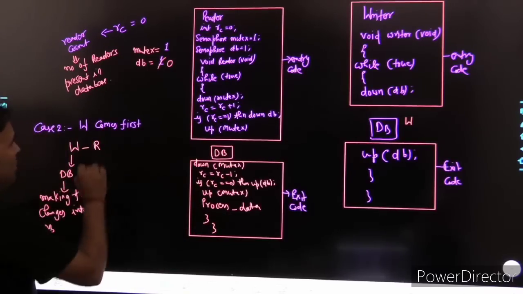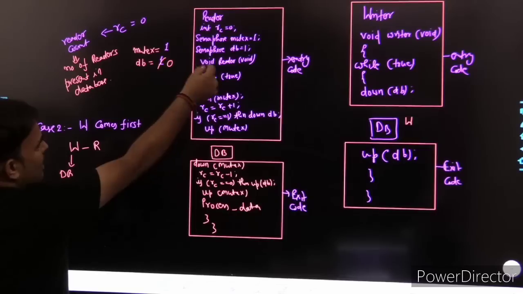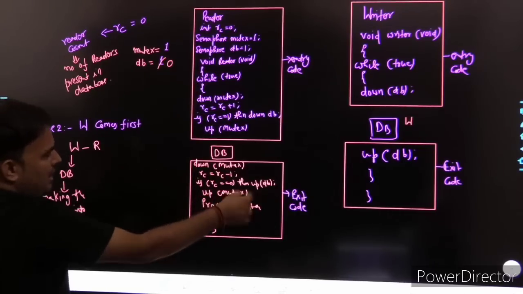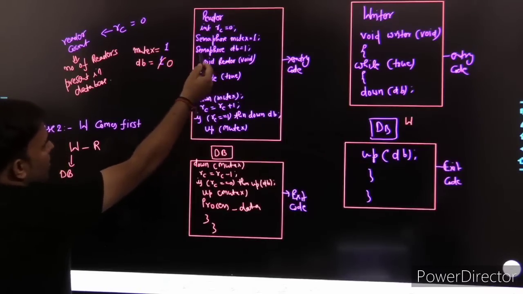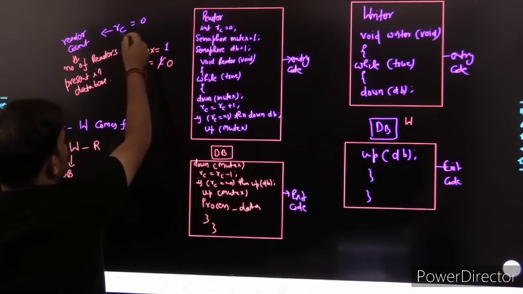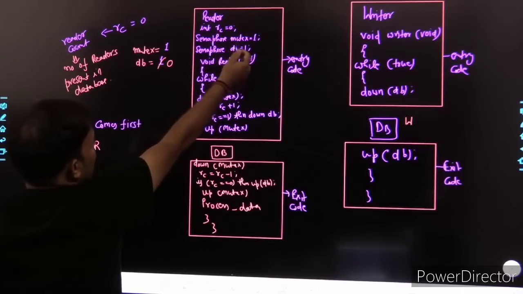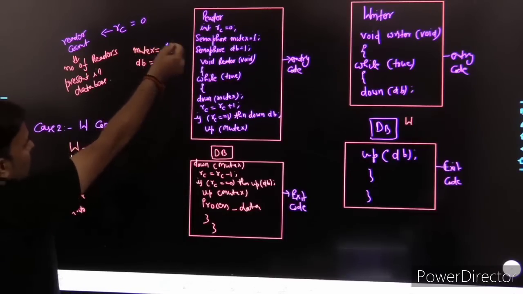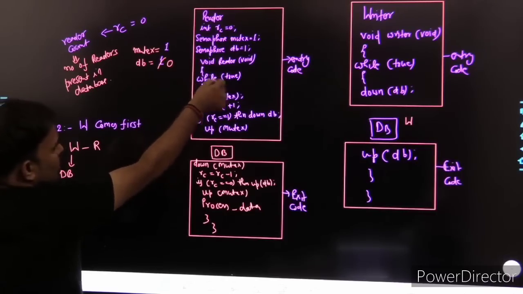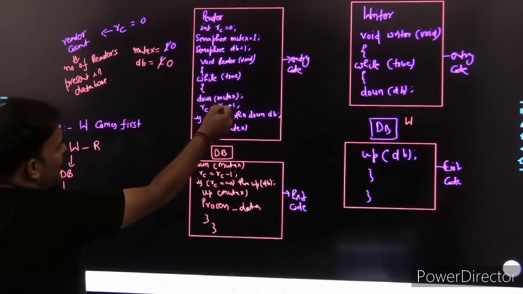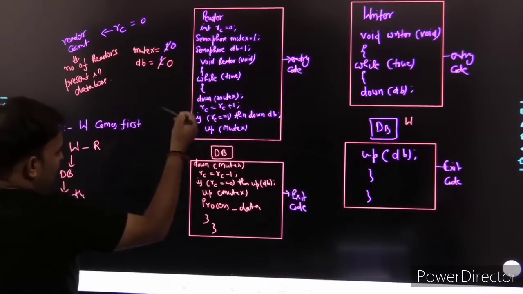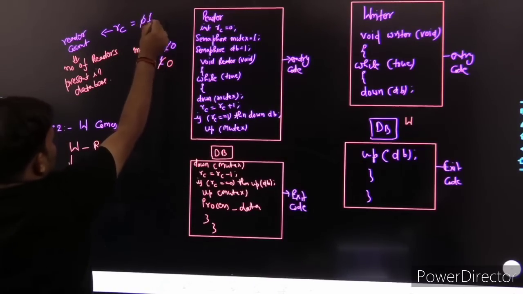Let's check. When the reader comes, it will execute this code. This is the entry code and this is the exit code. So the reader will execute this code first. Integer RC equals 0. Yes, integer RC equals 0. Semaphore mutex equals 1. These are the conditions. So it will execute this code. Down of mutex. Yes, it is able to down the mutex. Mutex will become 1 to 0. Then RC equals RC plus 1. Yes, the RC value will become 1, from 0 to 1.